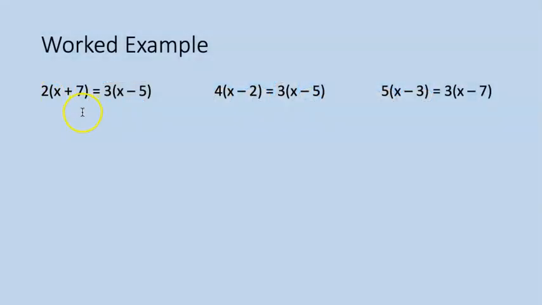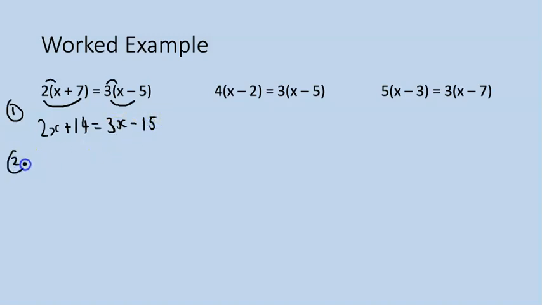So I've got 2 times x plus 7 equals 3 times x minus 5. What I'm going to do first, step 1, expand the brackets. 2 times x gives me 2x. 2 times 7 gives me 14. Now the right hand side. 3 times x gives me 3x. 3 times minus 5 is minus 15.